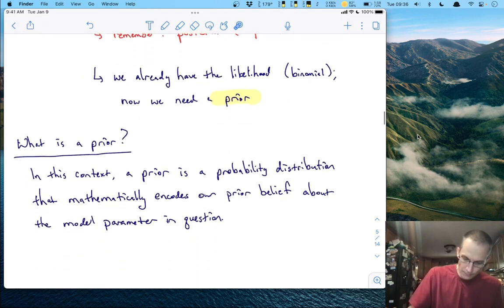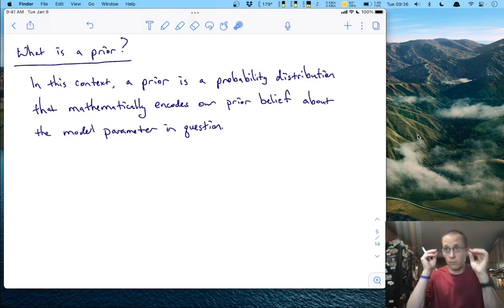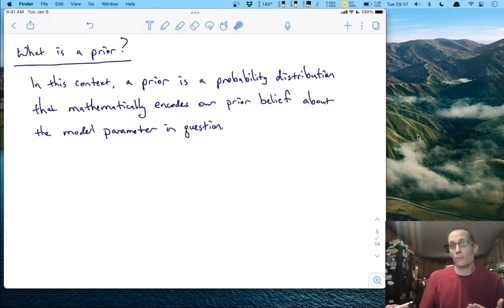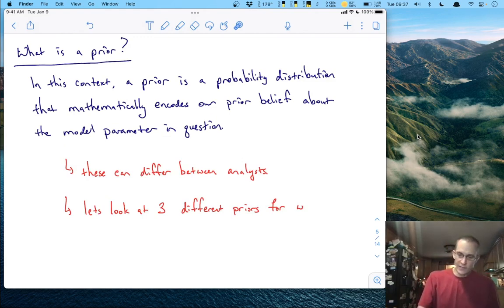So what is a prior? Well, in this context, when we mention a prior, we are talking about a probability distribution that mathematically encodes our prior belief about the model parameter in question. Now, I want to give you an example. Actually, I'm going to give you 3 examples of priors that we could use for this problem. Priors give us a degree of choice as the analyst, right? Everyone could potentially have their own prior. So let's see what that flexibility does to our inference. Okay. So let's look at these 3 different priors.